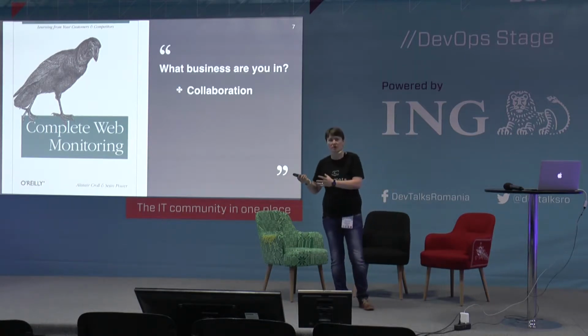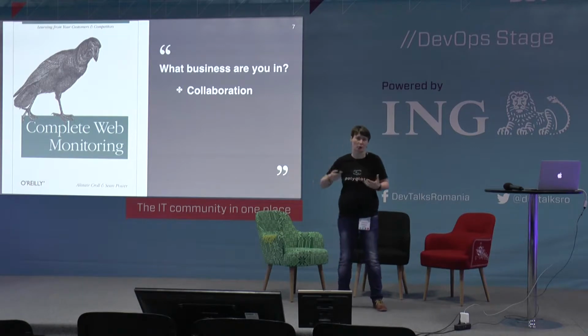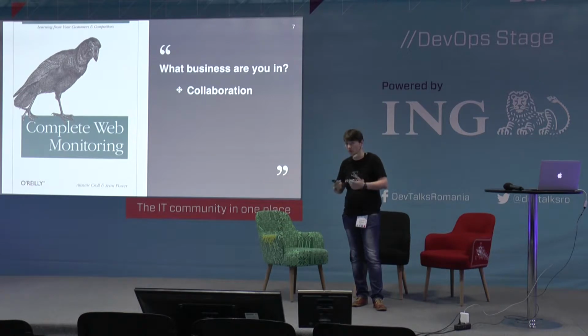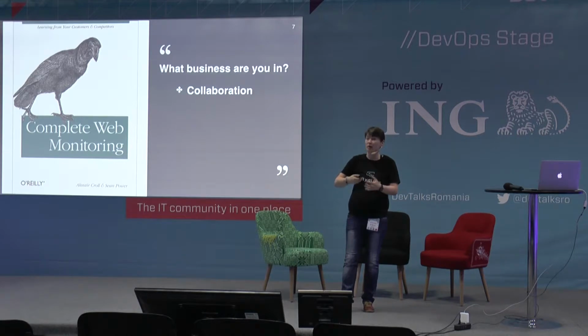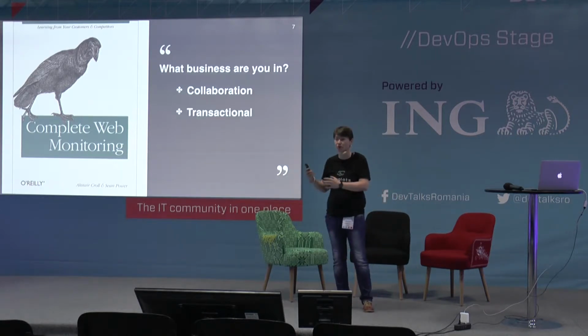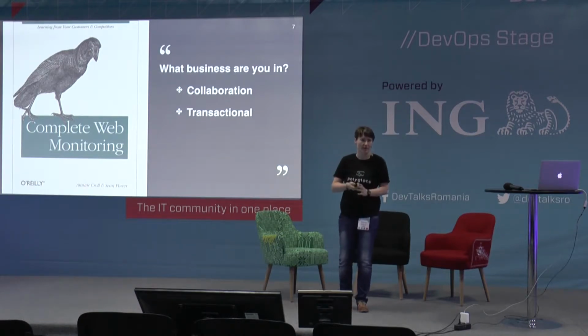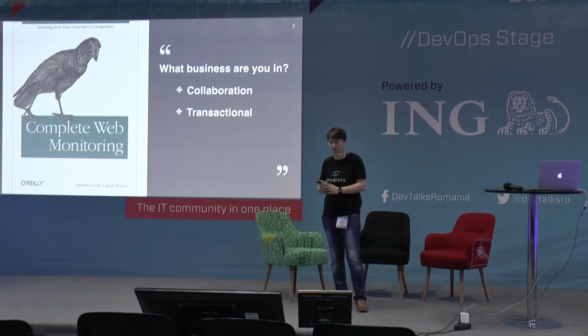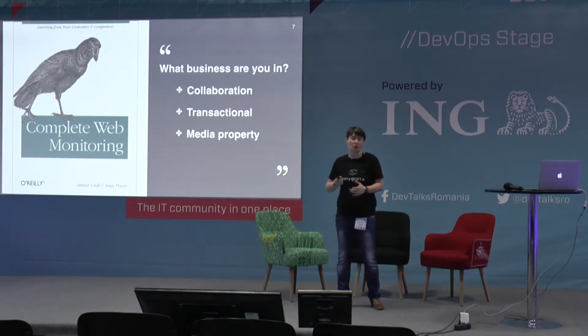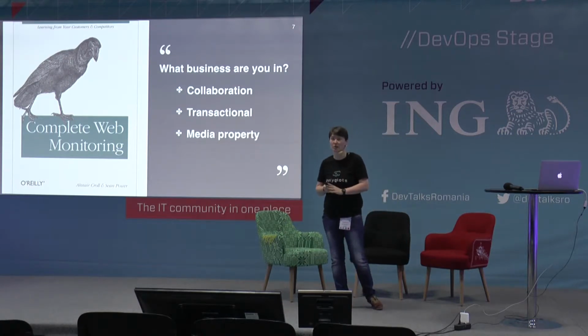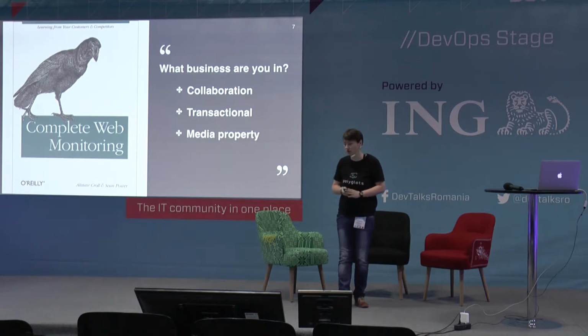So the first one they find is collaboration. So for example, Wikipedia or Facebook, those are collaboration businesses, and the way content is organized is very different from transactional businesses. So if you have an online shop or other things, that's a transactional example. Then there are media properties. Blogs have been widespread, but there are a lot of other examples, and the way content is organized in a media property business is different.